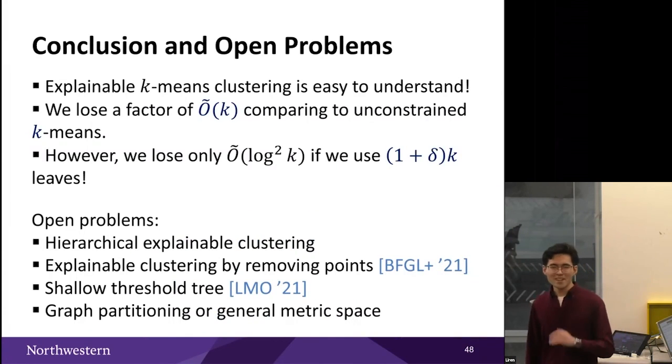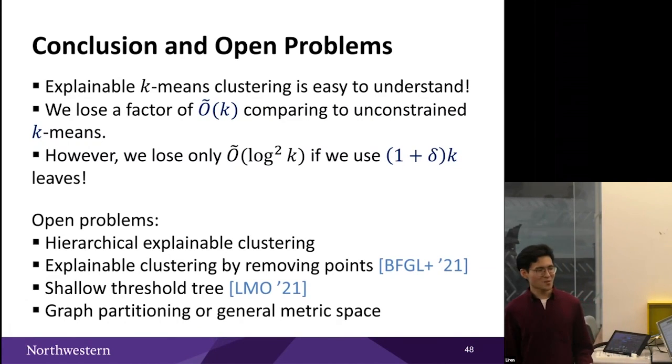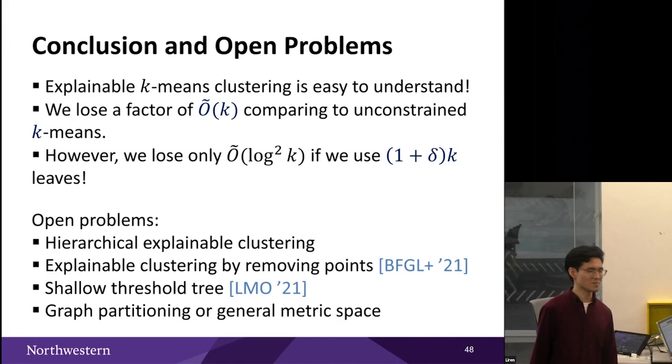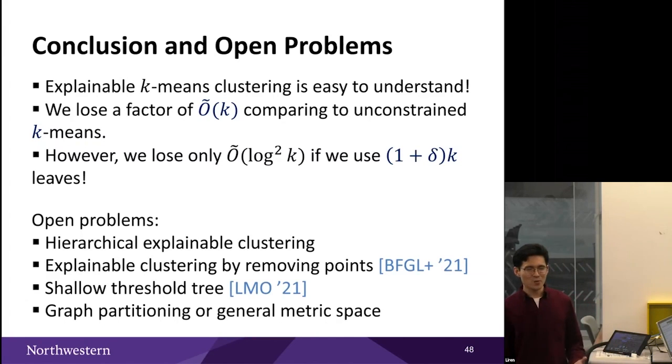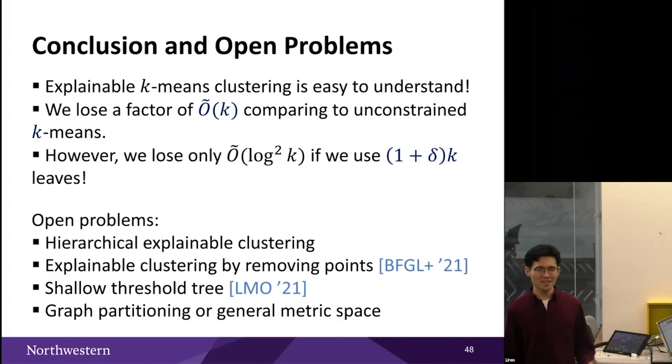So finally, I will summarize our results. So first, expandable K-means clustering is easy to understand by humans. And if we choose a threshold tree T with exactly k leaves, we lose a factor of order k compared to unconstrained K-means. However, we lose only a log squared k if we use 1 plus delta k leaves.